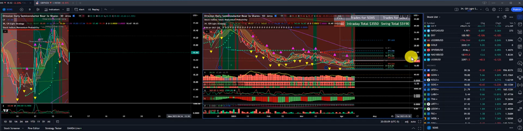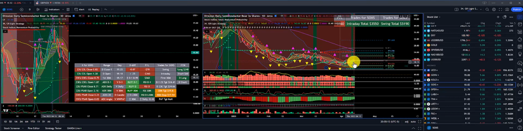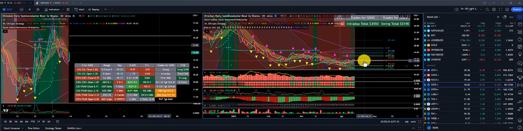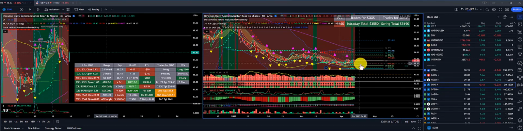SOXS was down, even though all indications were to the upside. And both its swing was minus $70 and minus $360 on the deal. So it's just not strong enough right now on the shorts for semiconductors, but we'll see how it goes going forward. It's just showing some signs of life here in volatility.